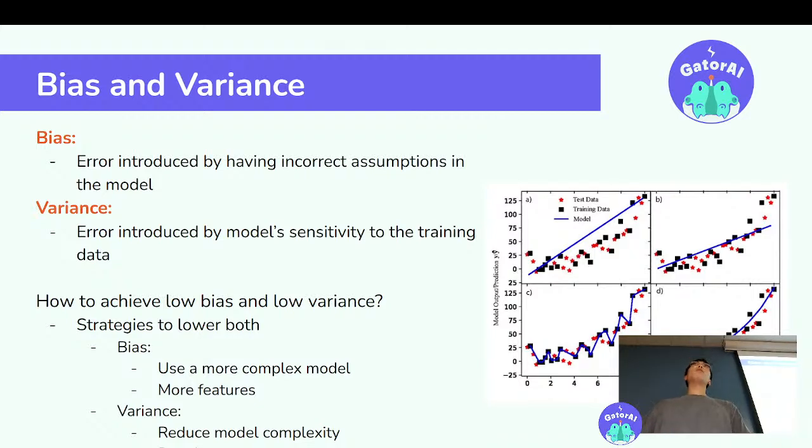We could use a model that makes fewer assumptions about the structure of the data, right? And that can decrease our bias because essentially our model is more flexible to the structure of the data. We can also provide the model with more features, because maybe there's information missing that we haven't provided yet that the model could use.